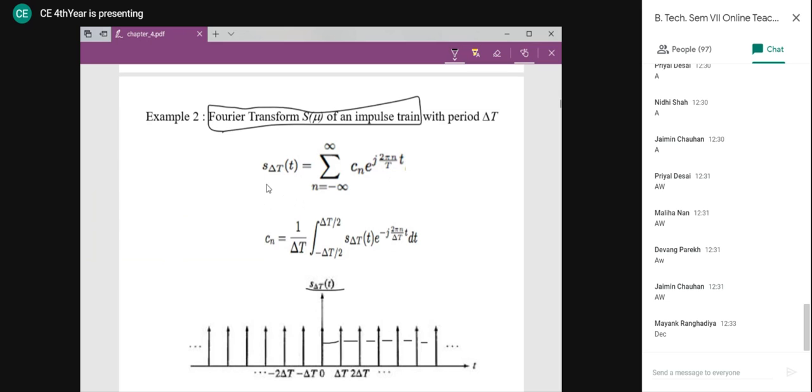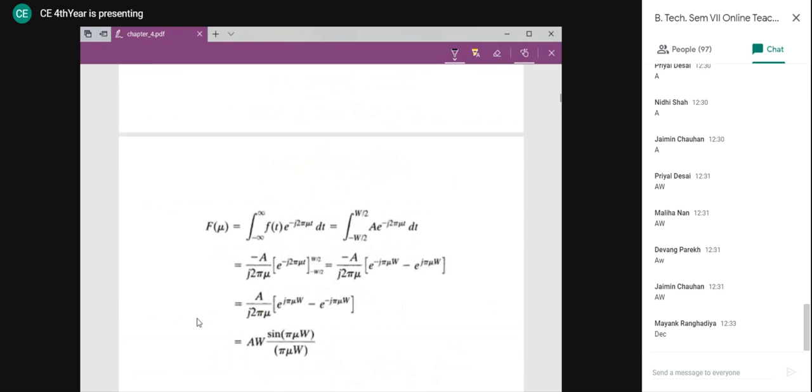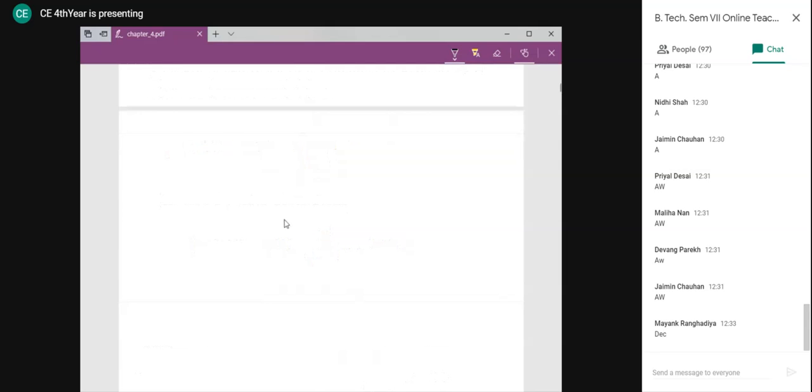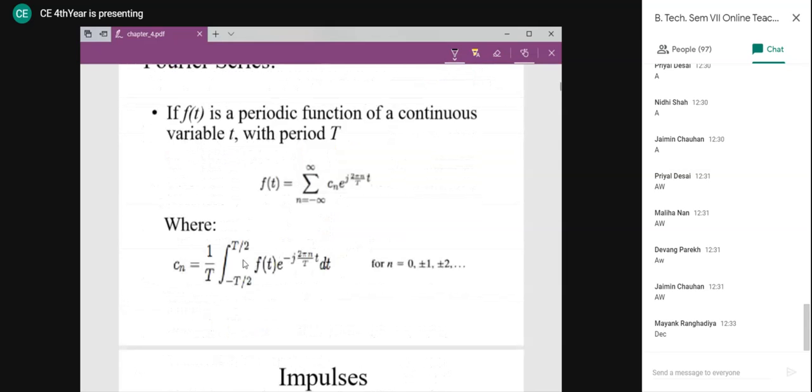So I want to find the Fourier series of the impulse train, and this is given by, if you remember, the sum of Cn e raised to j 2 pi n omega t, where T is the period of my signal. Already we have gone through that equation. You should remember it. If I want to find the Fourier representation of any signal, I should go with this. So here in my case, my function is s of delta t.